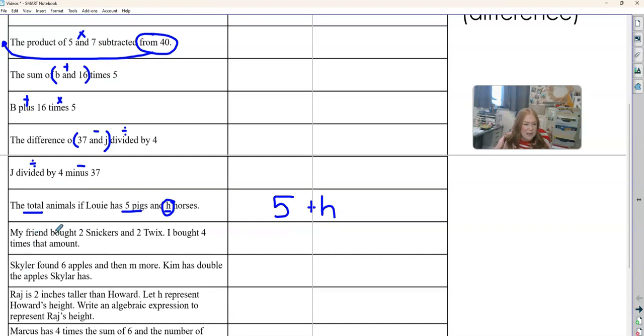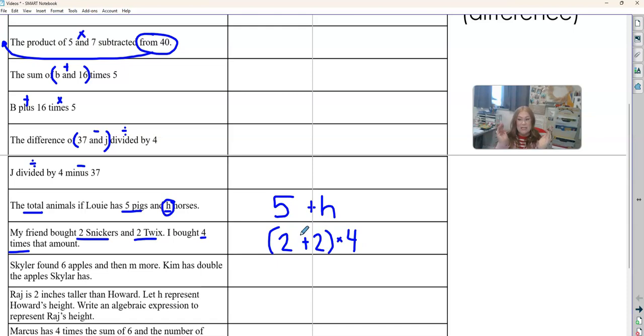Hey, our next one tells us that my friend bought 2 Snickers, 2 Twix. I bought 4 times that. So I need to take my Snickers and my Twix, and I want to put those together, and I want to do that first. I want to say, here's what my friend had. And then I did 4 times that whole entire group.